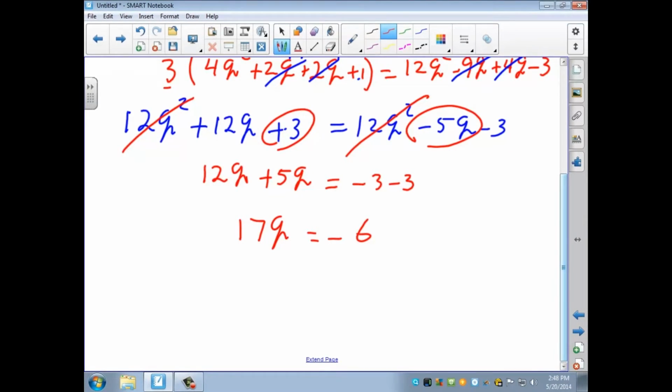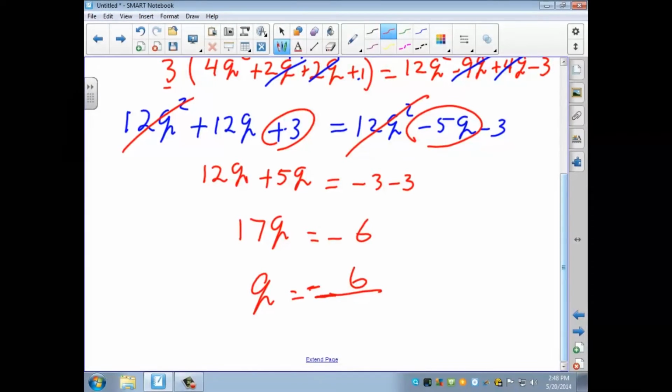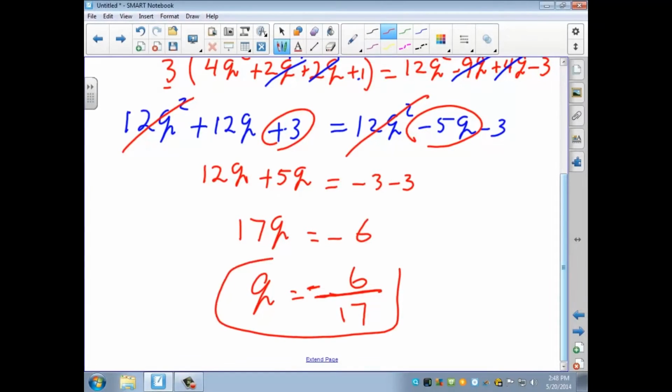Divide both sides by 17. Q therefore is equal to minus 6 divided by 17. That would be the answer to this equation.